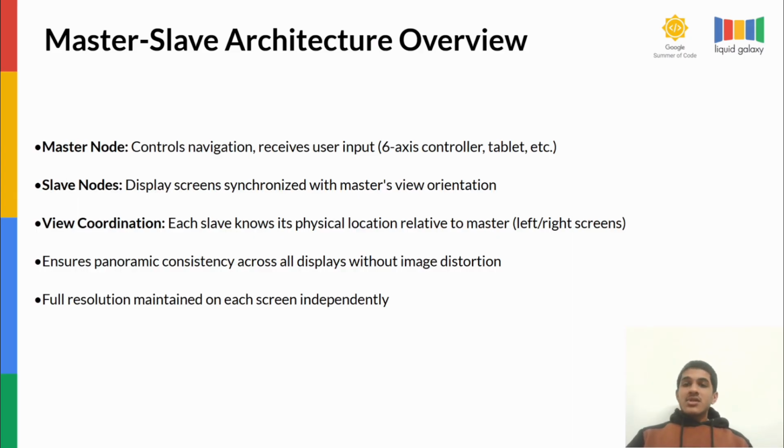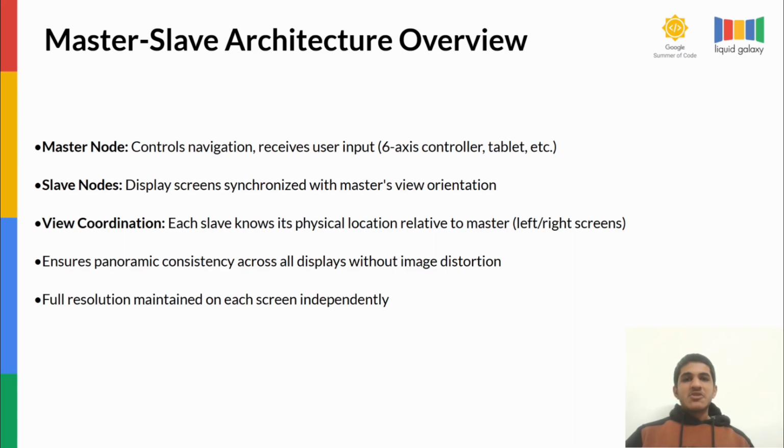Now, what are slave nodes? Slave nodes are responsible for displaying on the screens synchronized with the master's view orientation. Then view coordination. Each slave knows its physical location relative to the master, whether it is to the left or to the right, or two steps to the right, etc. And it ensures a panoramic consistency across all displays without any image distortion, and a full resolution is maintained on each screen independently. So this was brief about master-slave architecture for Liquid Galaxy.